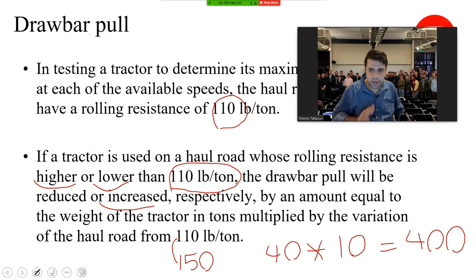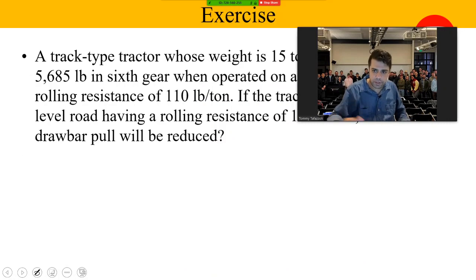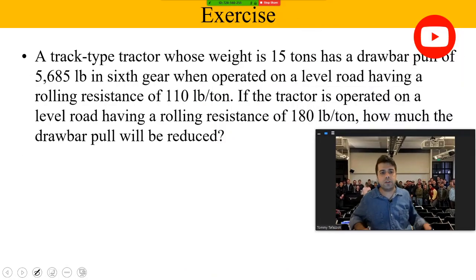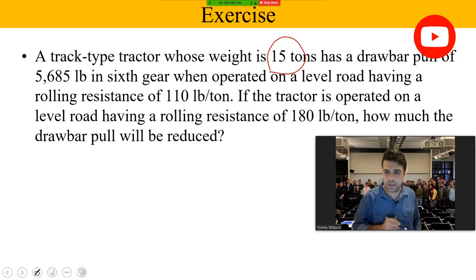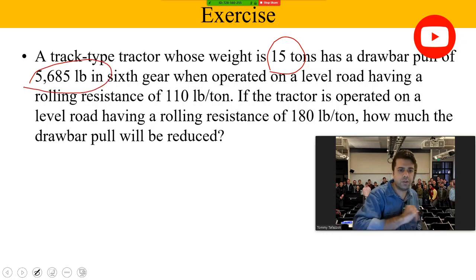If you didn't understand, don't worry. I'll just give you another example. A track type tractor whose weight is 15 tons has a drawbar pull of this much in the sixth gear when operated on a level road.